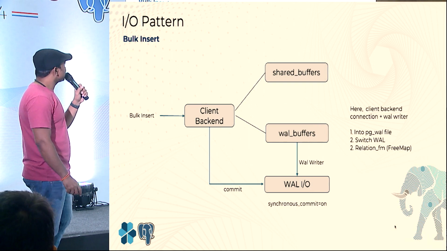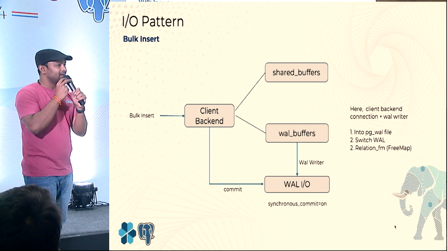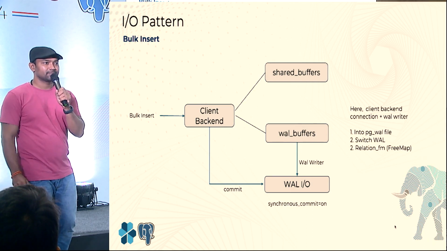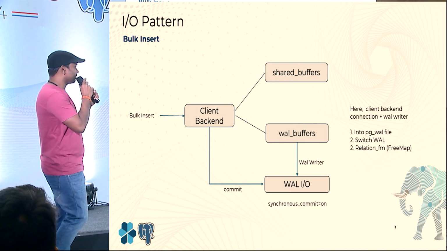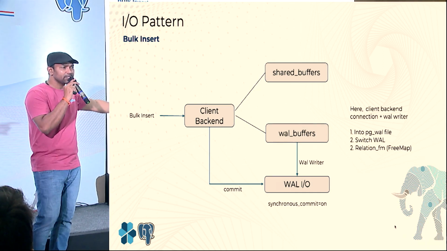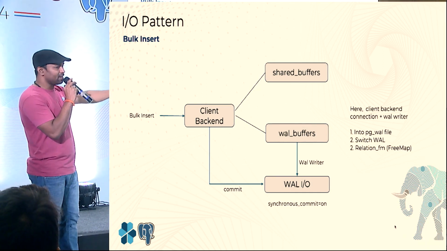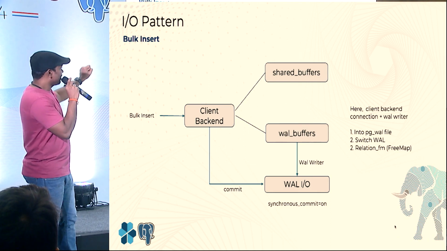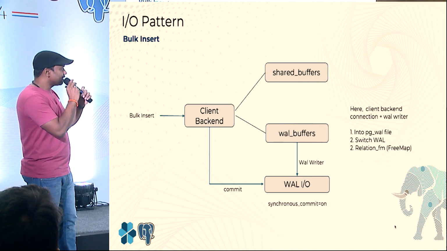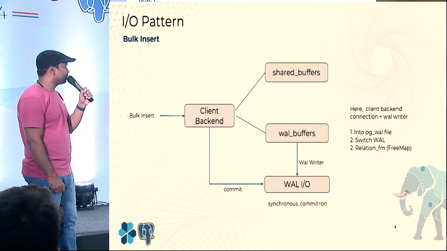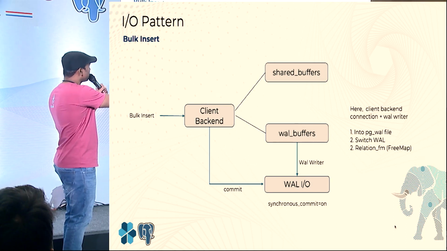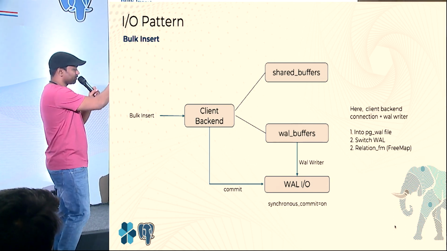Now say we are inserting in bulk, maybe trying to insert 1 GB of data, 1 GB of messages, and synchronous commit is on. So here the I/O is coming from the WAL writer, and anyhow the client backend, which actually reads that free space map file, and pushes the data to shared buffers.